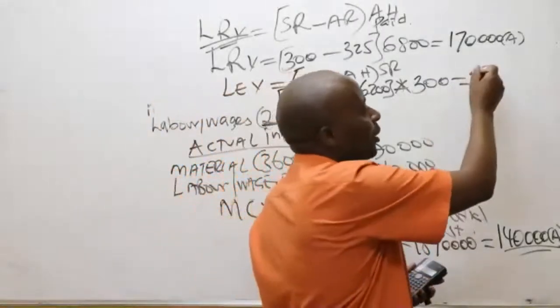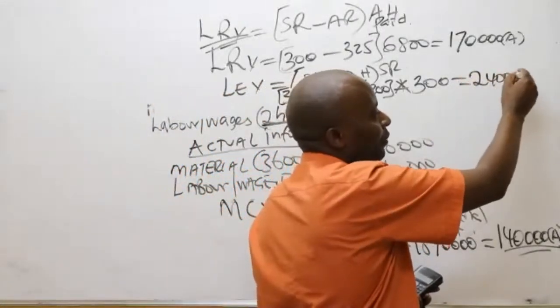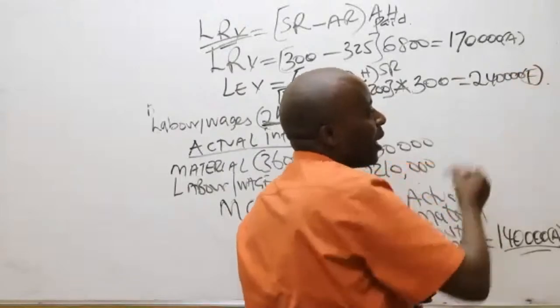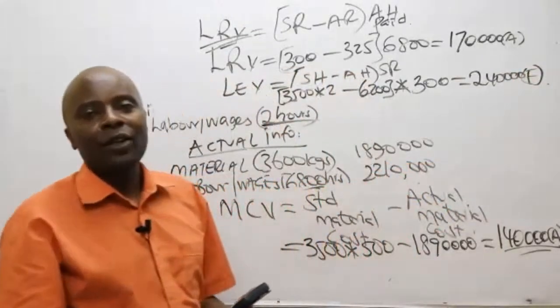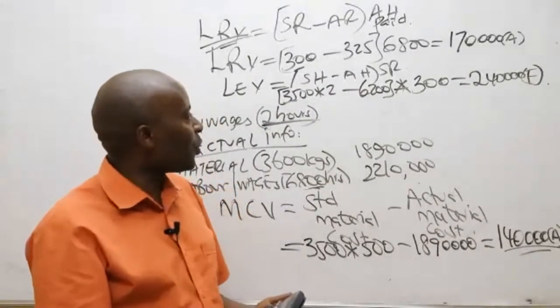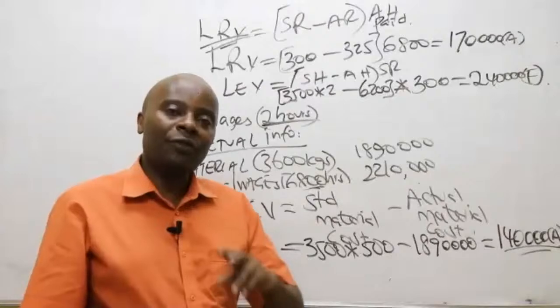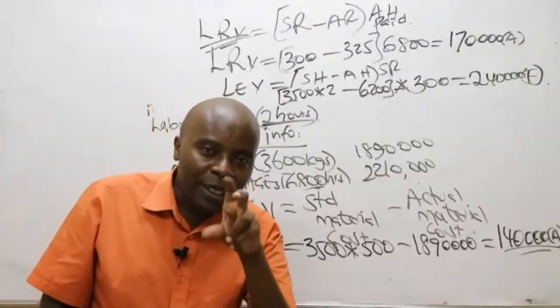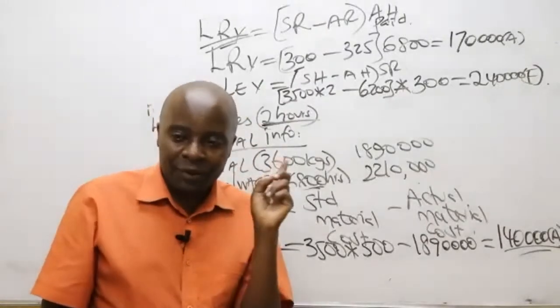240,000? 240,000 positive, which happens to give us a favorable variance. Having gotten labor efficiency variance, because there is a difference, are they getting that figure?